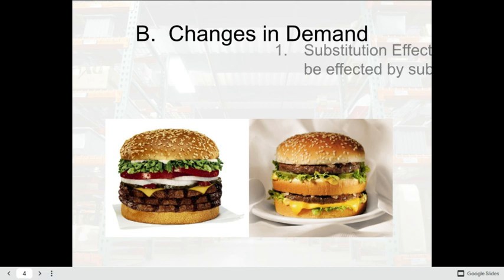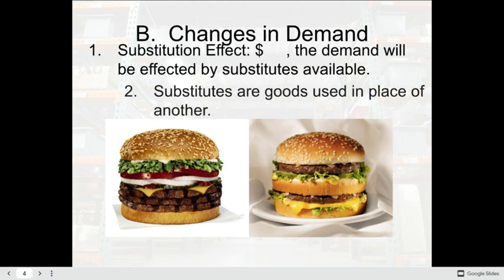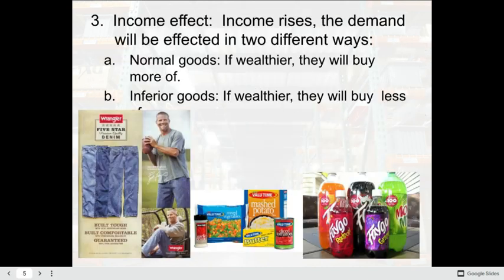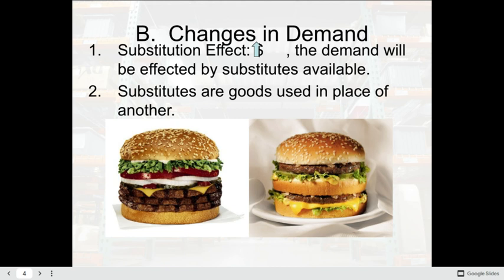Changes in demand happen because of the substitution effect, whether or not people can buy a different good instead. So if the price goes up a little bit, but there's a competitor that has a similar product, it's going to drastically change demand. But if there's no other similar product available, then obviously people are going to have to continue to buy the product no matter what.